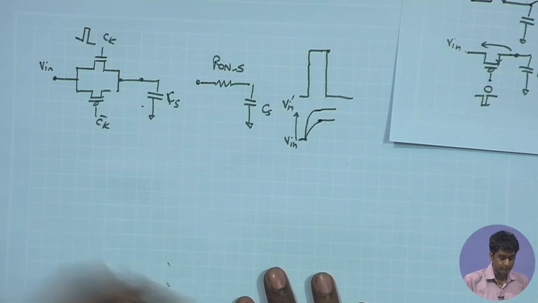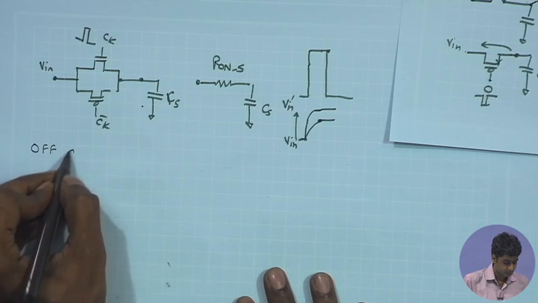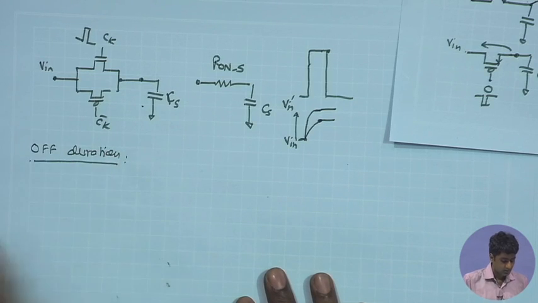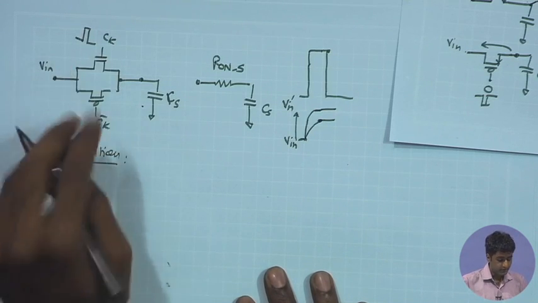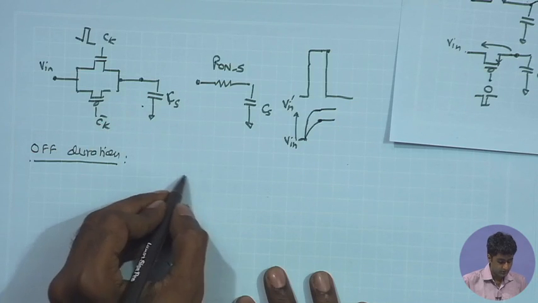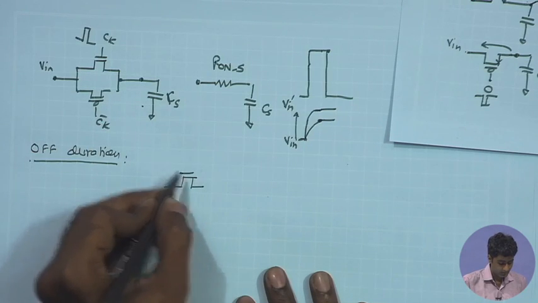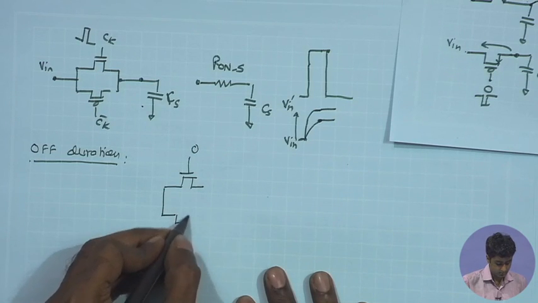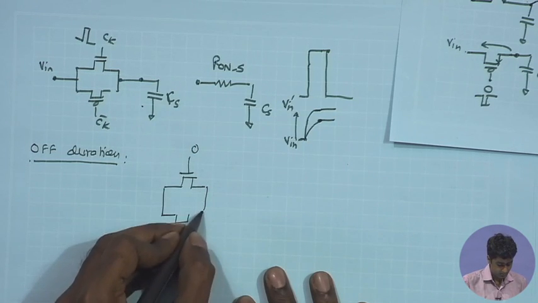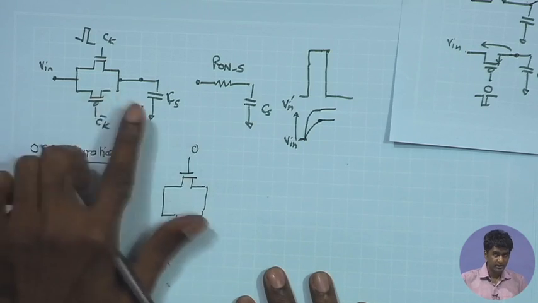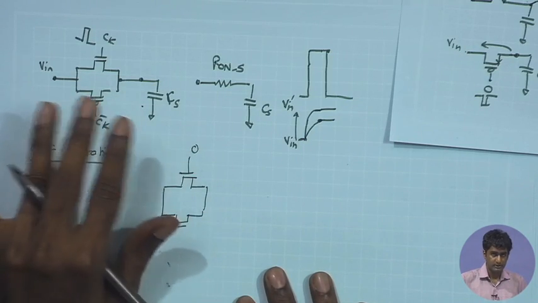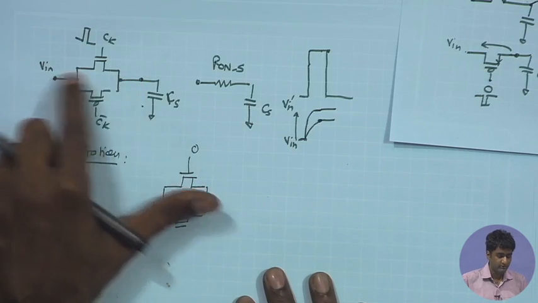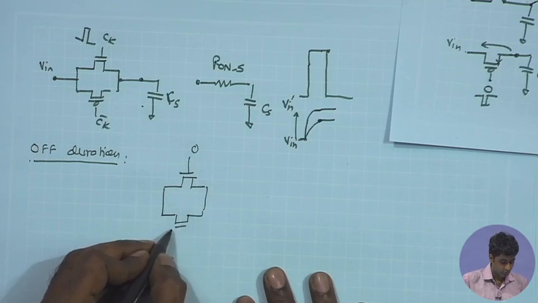So, when the switch is off, we have the NMOS gate voltage 0 and PMOS gate voltage VDD. Remember that source and drain definition of NMOS and PMOS of course are interchangeable depending upon the polarity or the sign of V1 minus V2. So, I am not drawing the arrows.